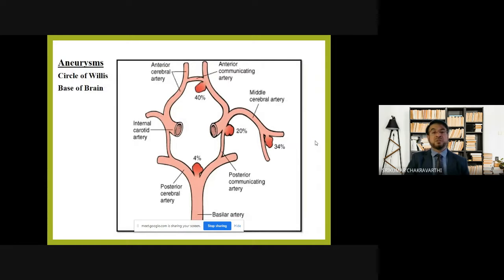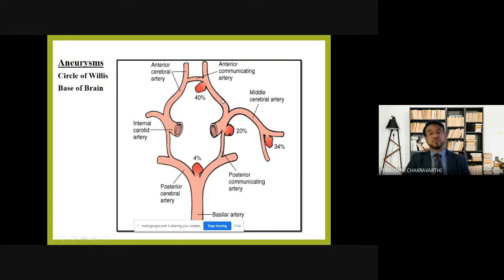Now, this is what it is. It is a circle that is formed at the base of the brain, with the basilar artery below, the posterior cerebral arteries, the middle cerebral arteries, the internal carotid artery. The posterior cerebral communicates with the middle cerebral with the posterior communicating artery, the anterior cerebral arteries, and the anterior communicating artery. A group of this cluster forms the arterial circle of Willis.